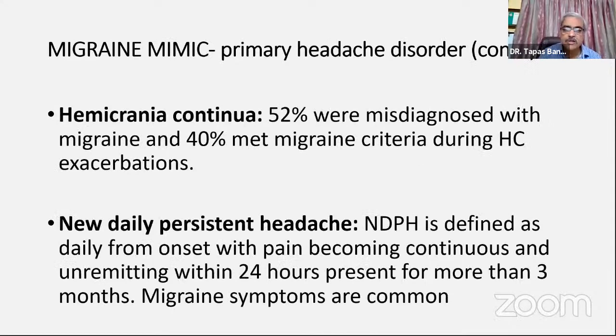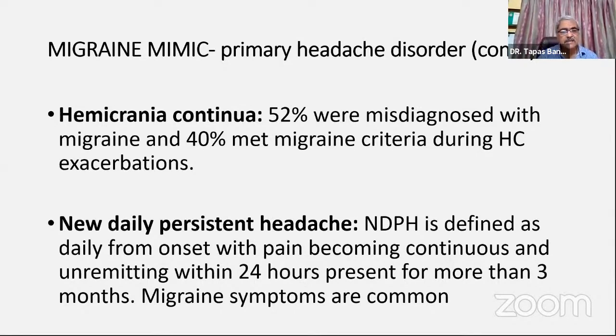Similarly, hemicrania continua, we know this is a unilateral, very continuous headache, which may have sometimes a migrainous type of attacks at times. Initially, it might be episodic for a short period of time, and you can have hemicrania continua, which can be a migraine mimic. 52% were misdiagnosed with migraine and 40% met migraine criteria during hemicrania continua exacerbations.